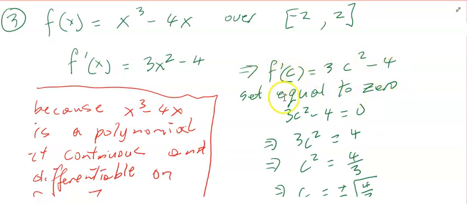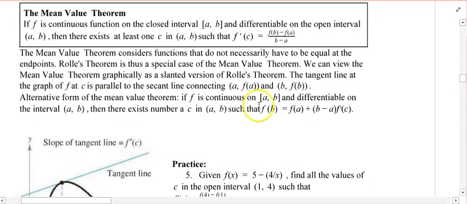Set this derivative equal to 0, 3c squared minus 4 equals 0, and solve for c algebraically. 3c squared is equal to 4 if you add 4 to both sides. c squared will be equal to 4 over 3. So then c will be equal to plus or minus the square root of 4/3. So now there are two possible solutions.